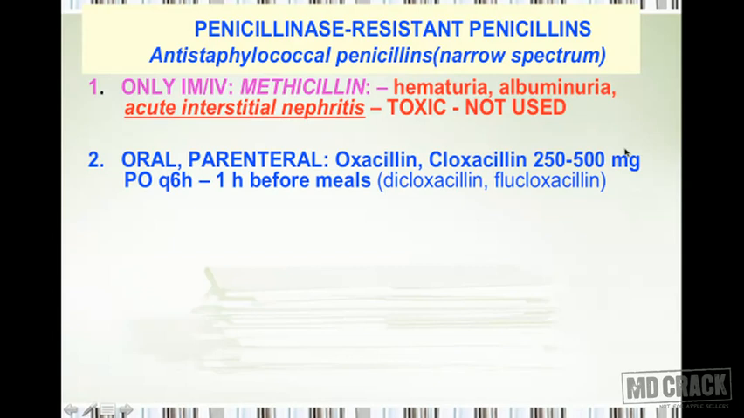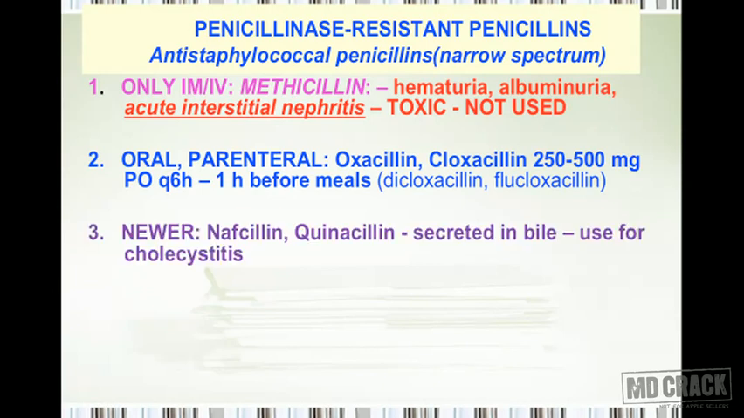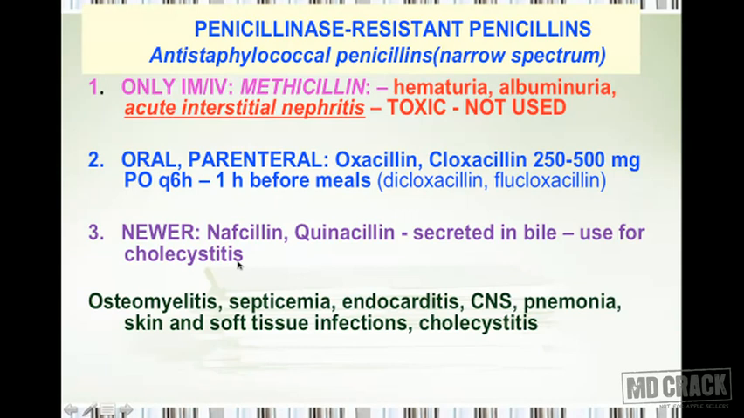250 to 500 milligrams could be used by oral route of administration every 6 hours, and the drug is to be given 1 hour before meals. There are other derivatives of these drugs like dicloxacillin and flucloxacillin. The third group is the newer penicillinase-resistant penicillins, nafcillin and quinacillin. These drugs are secreted in the bile, and they can also be used for infections like cholecystitis.